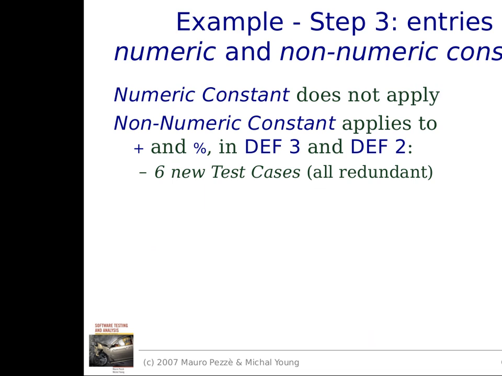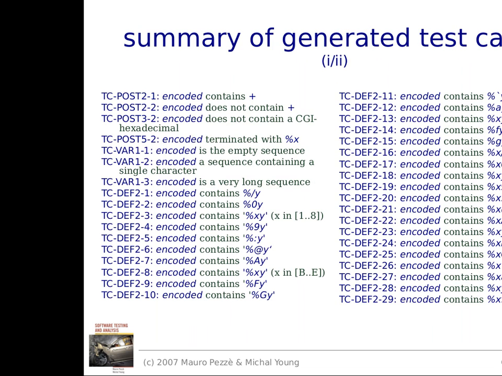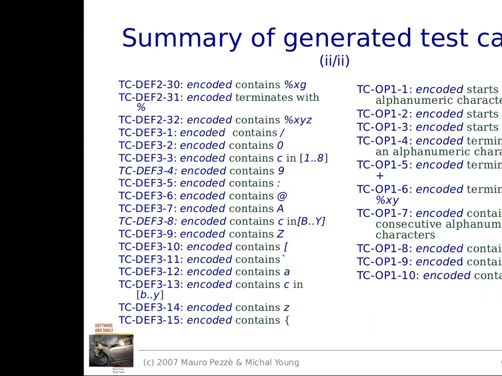Let's see. Entries, numeric and non-numeric constants does not apply. Non-numeric applies to % and plus in definition 2 and 3, but if you actually go through all these non-numeric constants, we've already tested, so they're all redundant. All right. Hopefully you see what's going on here. They're simply going through and trying to go through every single definition, see if they can come up with any new test cases, and if they do, does that make any of the old test cases redundant? If so, eliminate the old ones. And they're going to continue doing this for different entry sequence, etc., etc. And here's a summary of actually their final generated test cases.